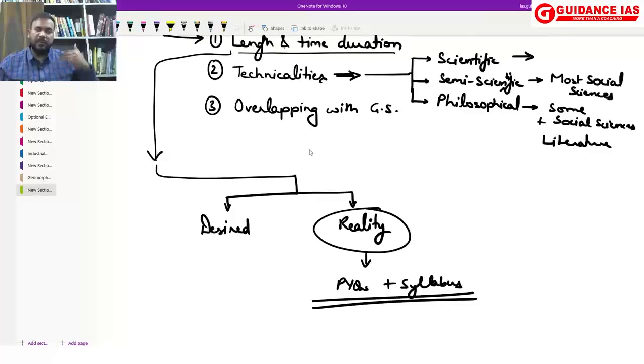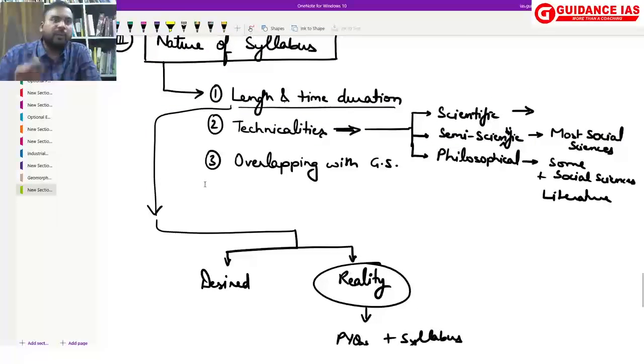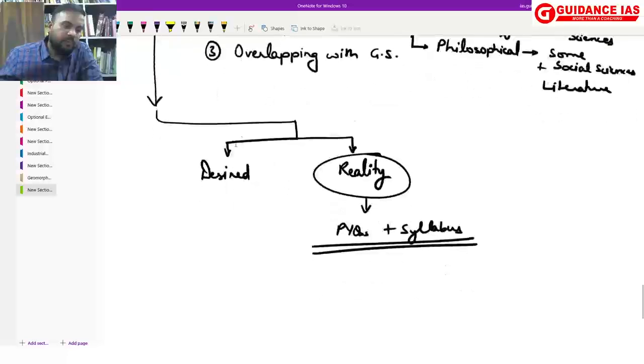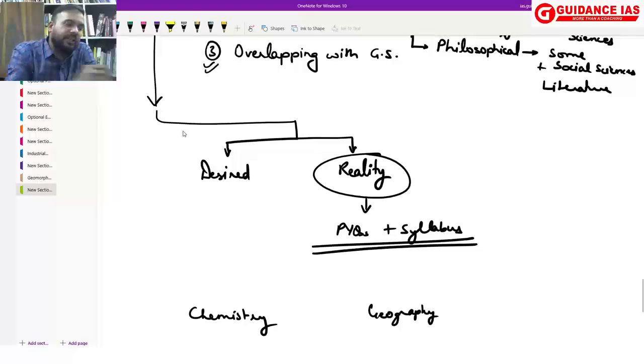Geography is an optional which is ultimately taking more time. Now, suppose I choose an optional which is taking more time. Like, suppose I choose an optional which is chemistry, it takes lots of time, and I am choosing between that and geography. ठीक है. So the second very important factor which I will take into account is the overlapping with GS.